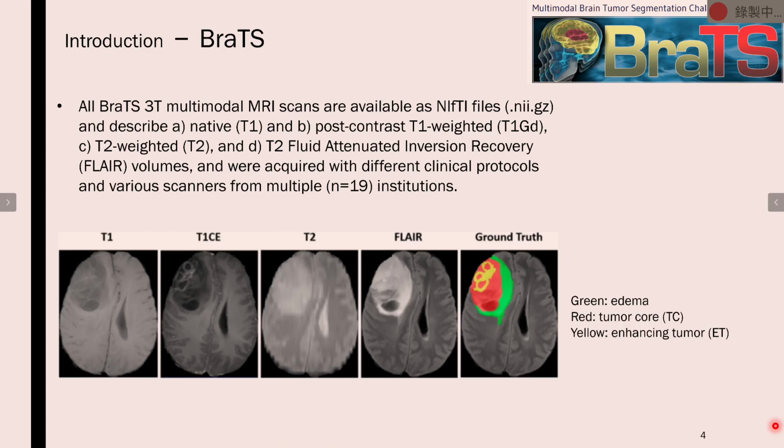Next, the introduction. The study used the BraTS dataset. It comes from the Multimodal Brain Tumor Segmentation Challenge 2018, which includes multimodal MRI scans: T1, T1 contrast, T2, and FLAIR. Scans were collected from 19 different institutions. These are the ground truths. The green part represents edema, the red is the tumor core, and yellow is the enhancing tumor. These are the reference labels for training and evaluation.